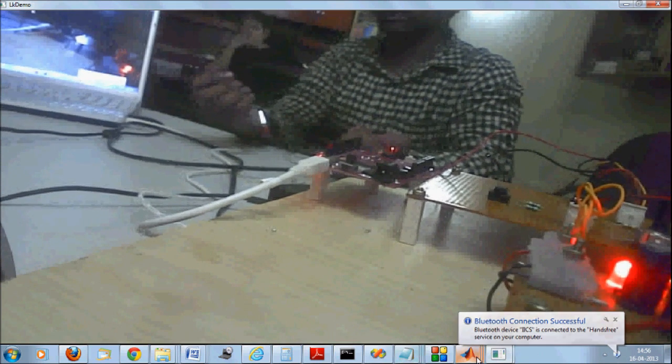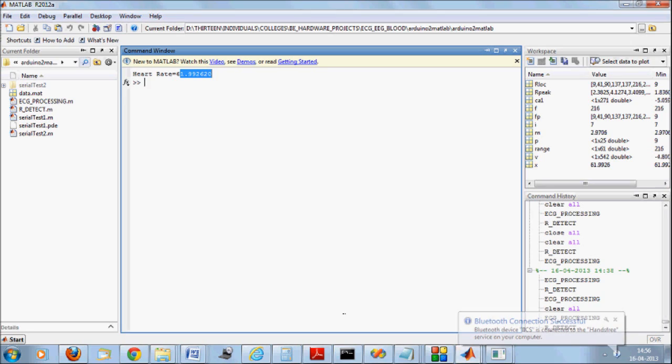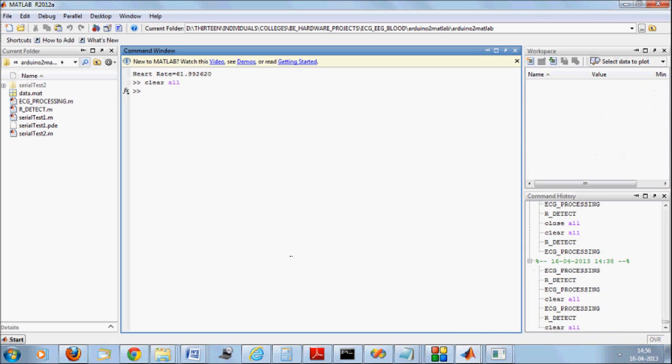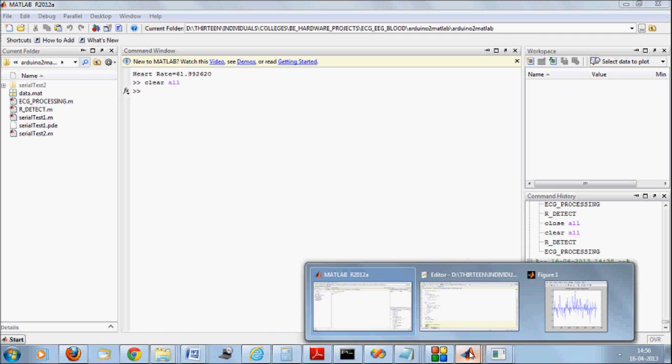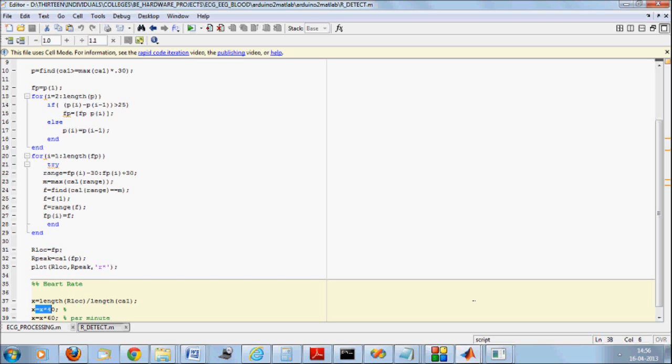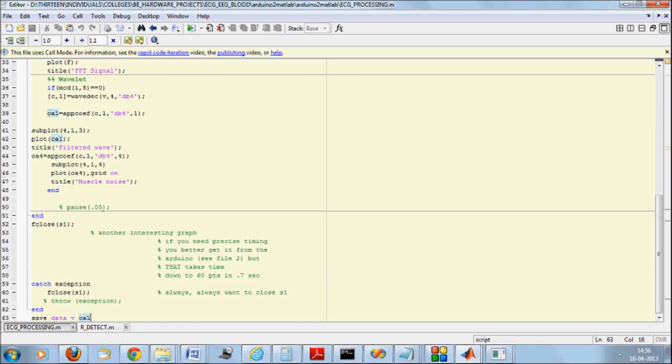Now we shall have another communication. I'll remove this and put this. I'll connect my ECG processing.